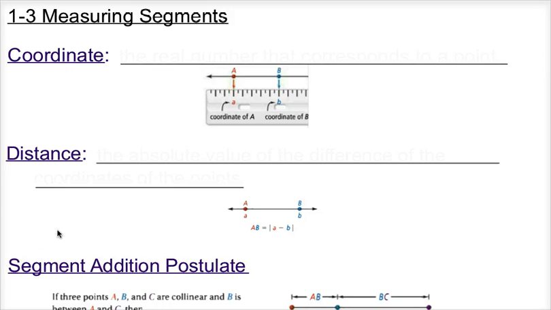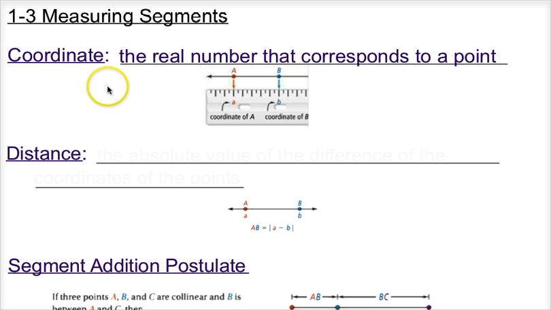Hi, this is lesson 1-3, measuring segments. It's a pretty easy lesson. There's just some notation that I have to explain to you. But basically a coordinate is just a real number that corresponds to a point.